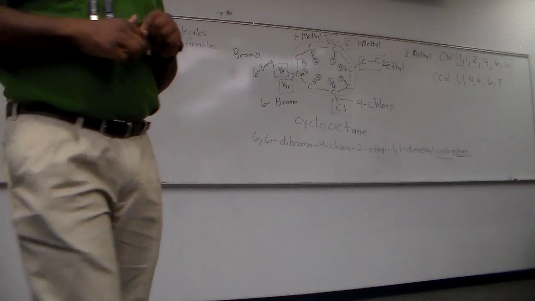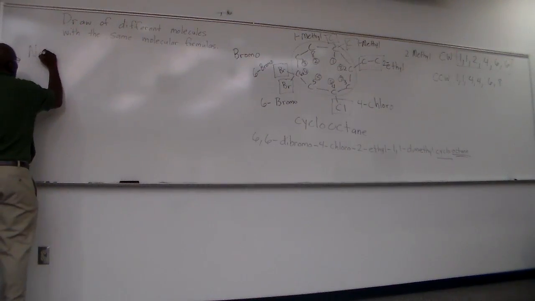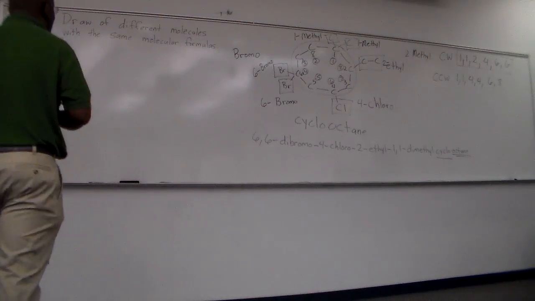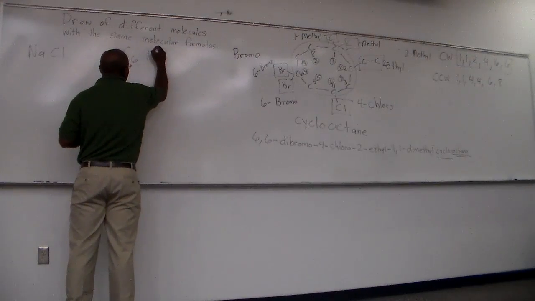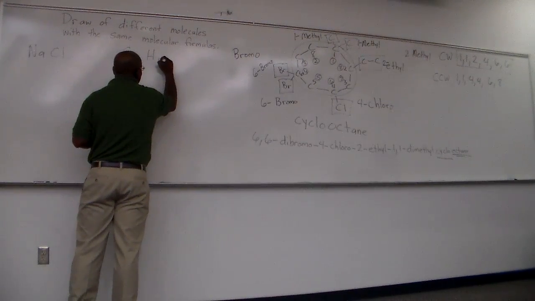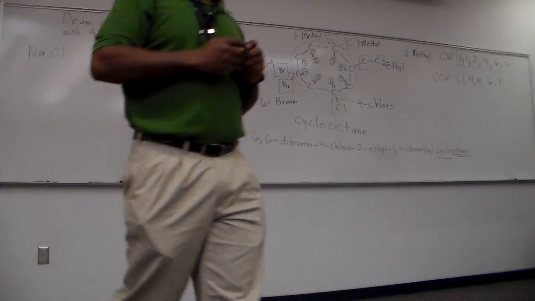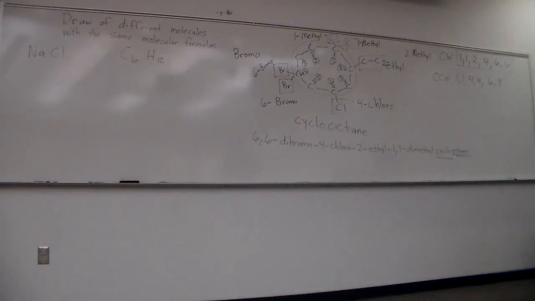One of the cool things about carbon atoms, for example: in general chemistry, I get NaCl, and there's only one molecule of NaCl. But for example, I've got a formula of C6H12. There's a whole bunch of molecules with the formula C6H12. And you're probably saying, what are you talking about?